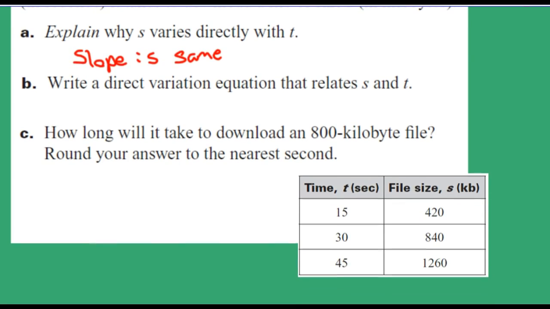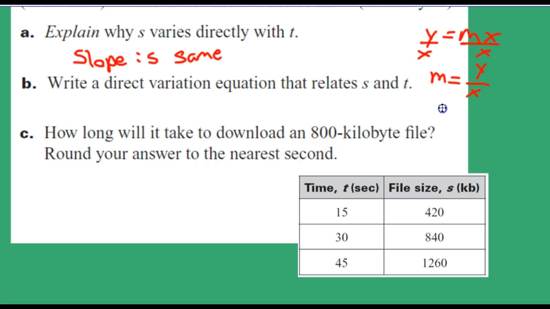So if we look down at our table here, it looks like as our size is going up, our time is going up. Our size is going up, our time is going up. So the second part says write a direct variation equation that relates s and t. So what we're going to do is take our equation y equals mx, and just like we did last slide, we're going to divide by x, because what we're looking for is our slope. Our slope is y over x.